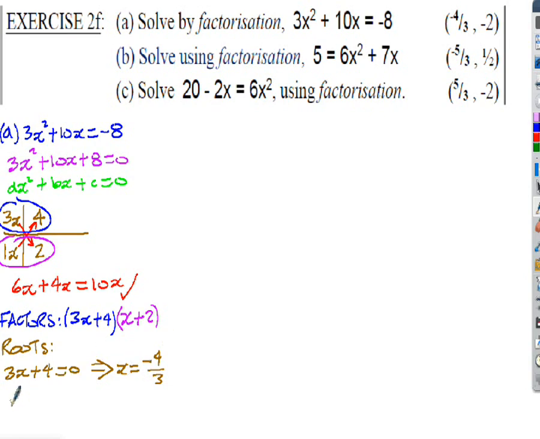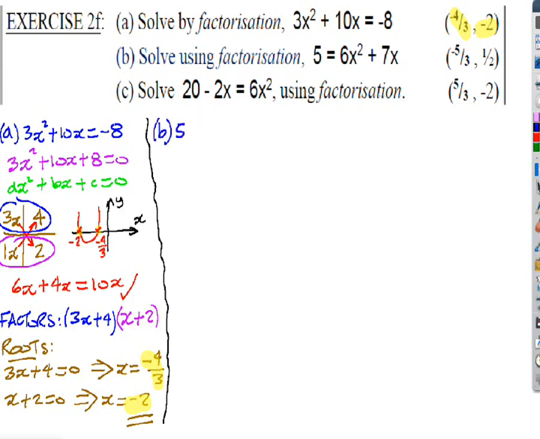And taking the second bracket, x plus 2 is equal to 0. Again, solving that for x, I will subtract 2 from both sides, so x is equal to negative 2. So there are my solutions for my roots in this case, and we can see that negative 4 upon 3 is the first solution we were trying to find, and negative 2 is the second solution.